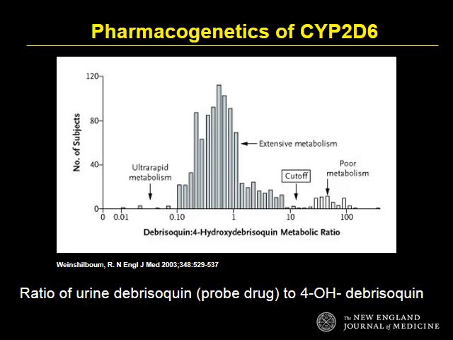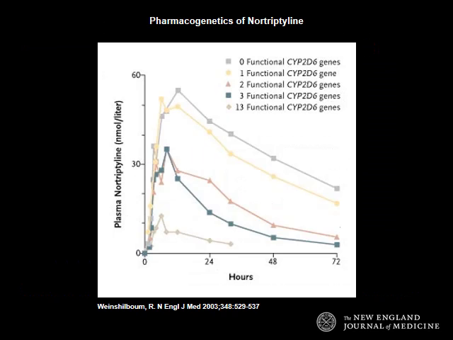So 2D6 is a bizarre one because not only can you have a good copy or a bad copy, this one can skip. You can have multiple copies of a good copy. Multiple copies of a good copy. So how does that look? So there have been patients identified who have up to 13 functional copies.